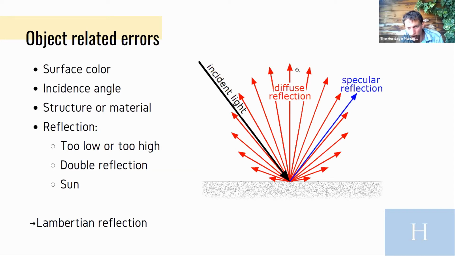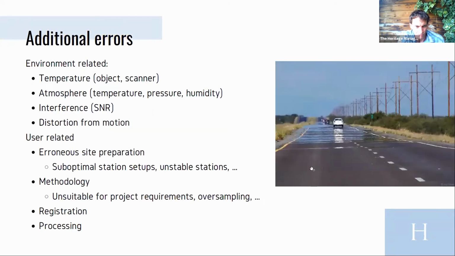There is general diffuse reflection. And one part of the diffuse reflection, this Lambertian reflection, is actually what we will receive with our echo. And that is why if you are scanning very smooth surfaces like a mirror, you will have very bad results. If you measure very dark surfaces, you will also have very bad results caused by this property.